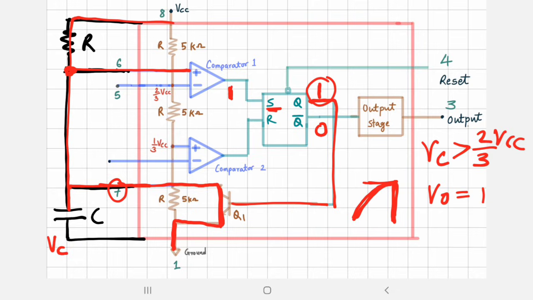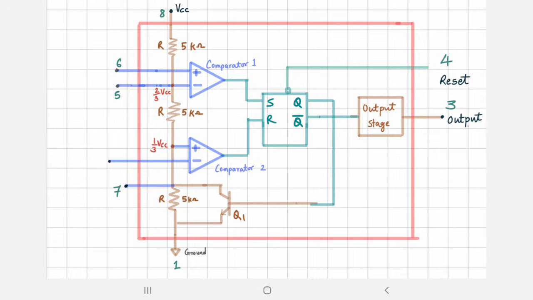So first we studied the comparators and how the output is changing from high to low and low to high, and then we studied the role of the transistor. So this is the fundamental working of the 555 IC. If you have understood this concept clearly, then it will be very easy to study monostable, astable, etc. I hope you have understood this block diagram very well. I have tried my best to make it easy for you.